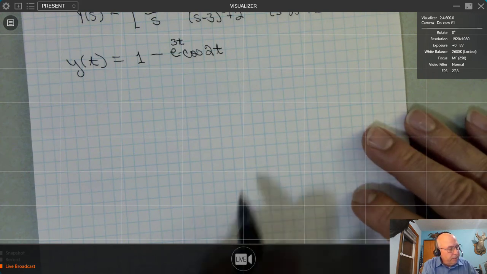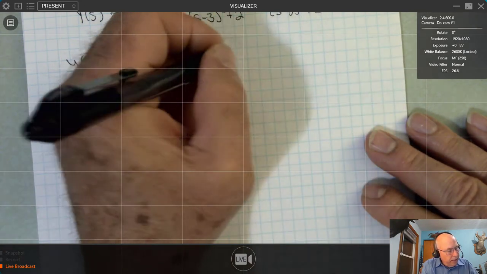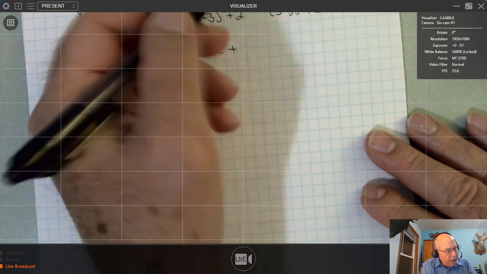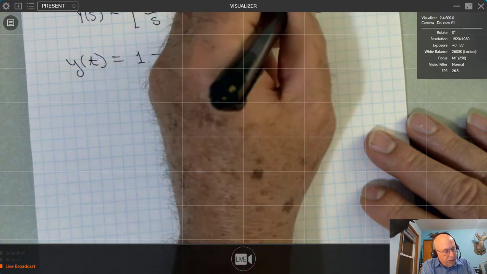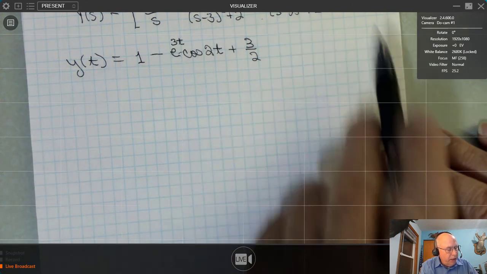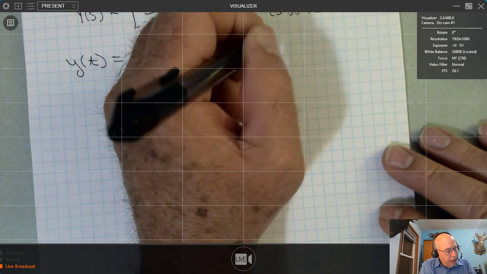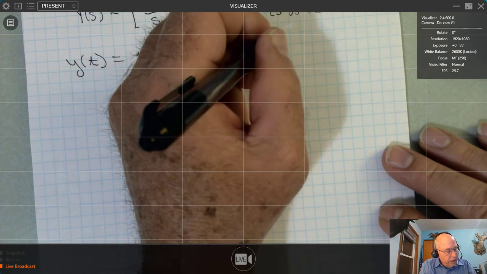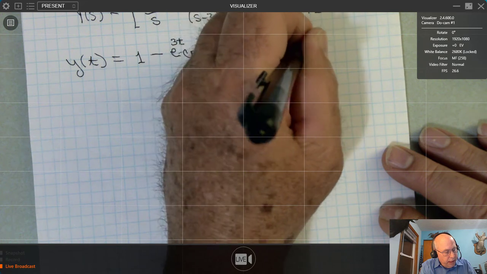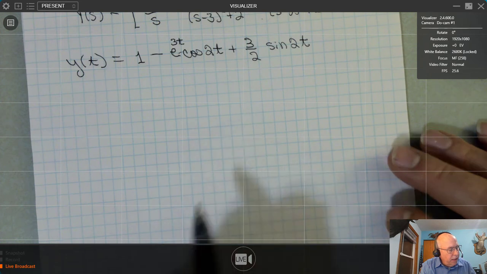Now, we have a similar thing here with this exception. We really need a 2 up here, so factor the 3 out, multiply the top by 2, and then divide the top by 2. So that would put a 2 up here, and then this is sine of 2t, and it's shifted, so it's multiplied by e to the 3t.